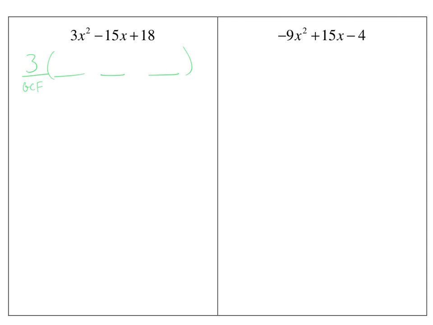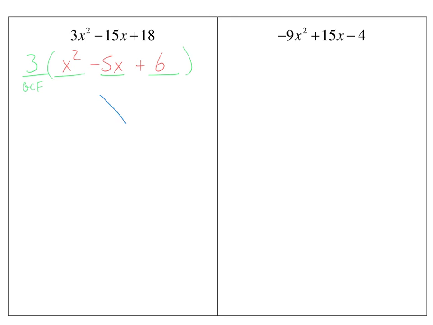Well, 3 times what gives you 3x squared? That would be x squared. 3 times what gives you negative 15x? Well, that would be negative 5x. And 3 times what gives you positive 18? That would be 6.